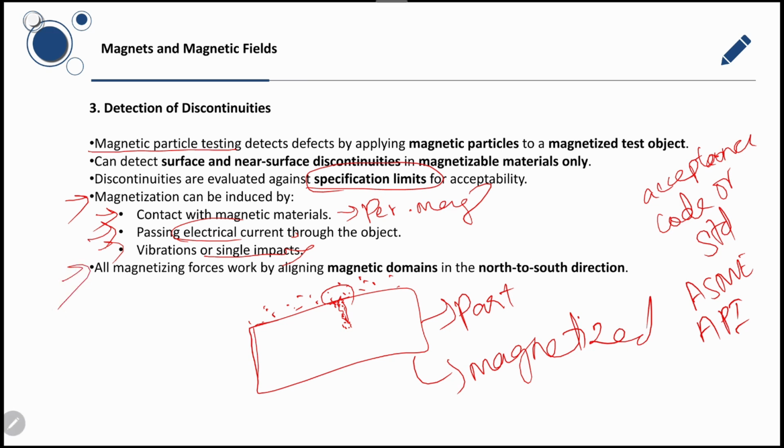All magnetization methods work by aligning the magnetic domains inside the material. So inside the material, the magnetic domains are aligned, pointing from north to south. It creates a strong magnetic field.